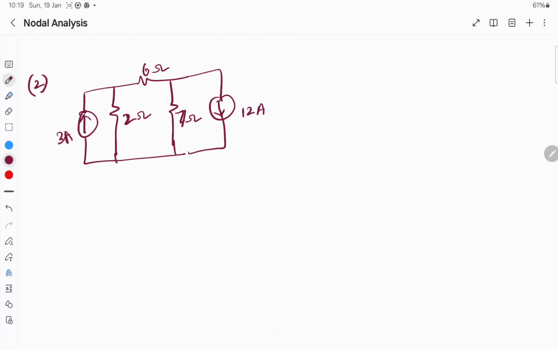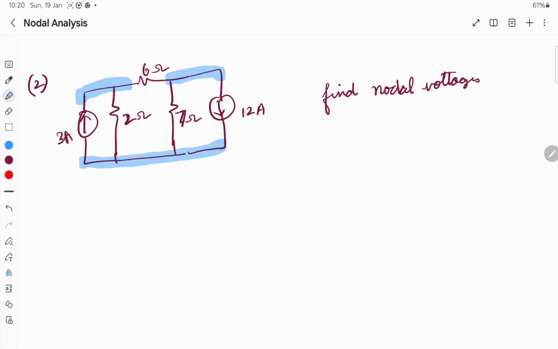Okay, find nodal voltages. So what are the nodes we have? We have a node. This is node 1. This is node 2. This entire thing is node 3. Okay, so for node 1 the voltage is V1, node 2 the voltage is V2. For node 3, it's a reference node, the voltage is 0 volt.